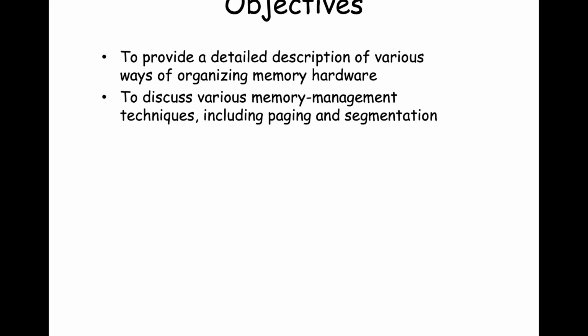All right, so the objective of Chapter 9 on main memory is to provide a description of various ways of organizing your memory hardware. Now, there's a relationship between the memory hardware on your machine and the software, i.e. the program itself that's executing after it's been loaded into main memory. So we'll also, for Chapter 9, discuss various memory management techniques and include concepts of paging and segmentation.